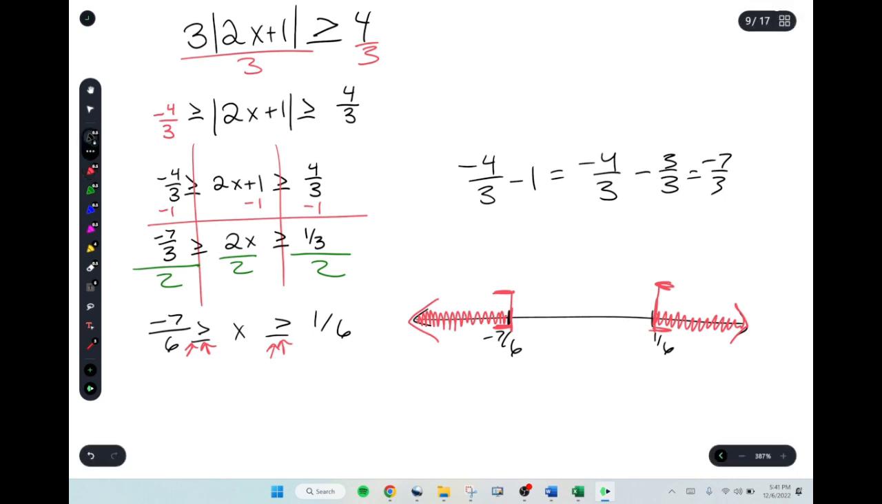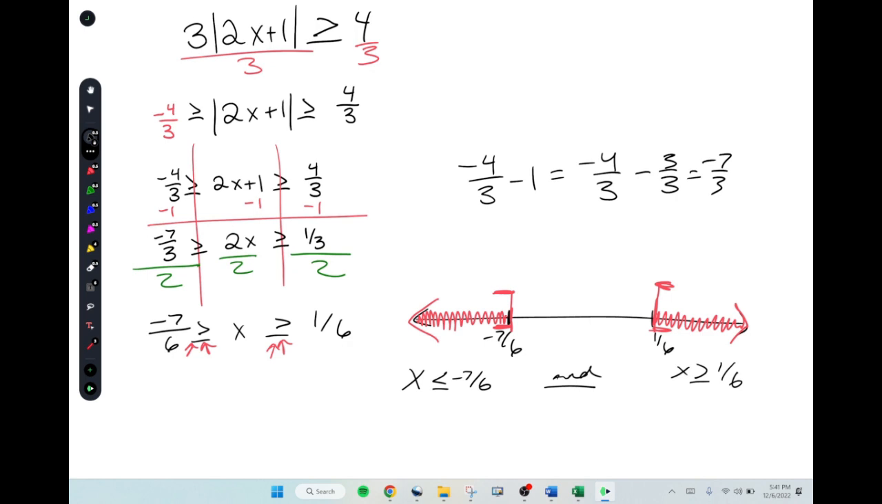And technically, if we want to be super technical with it, this would split up into 2 different equations, because it is 2 different equations, and we will call it x is less than negative 7 over 6, and x is greater than 1 over 6, just to be safe. And they would say "and," usually. But I'm okay with you doing it the other way and working your way to that.